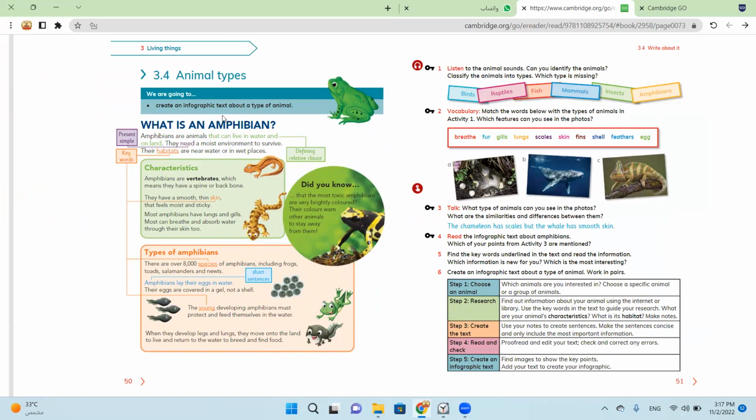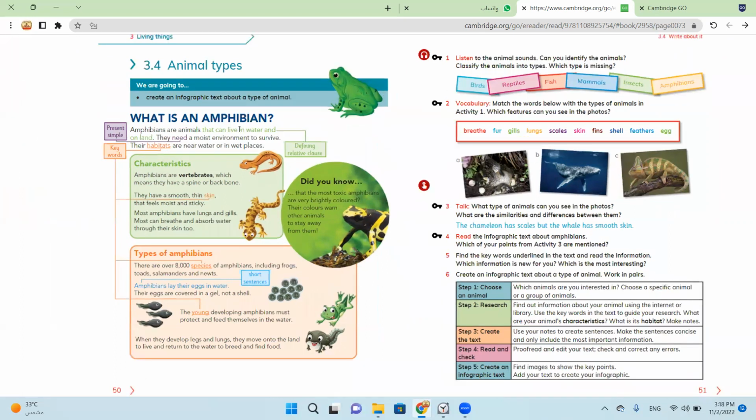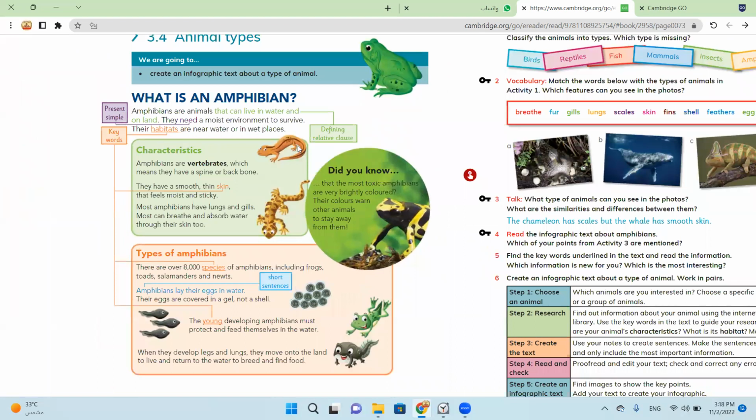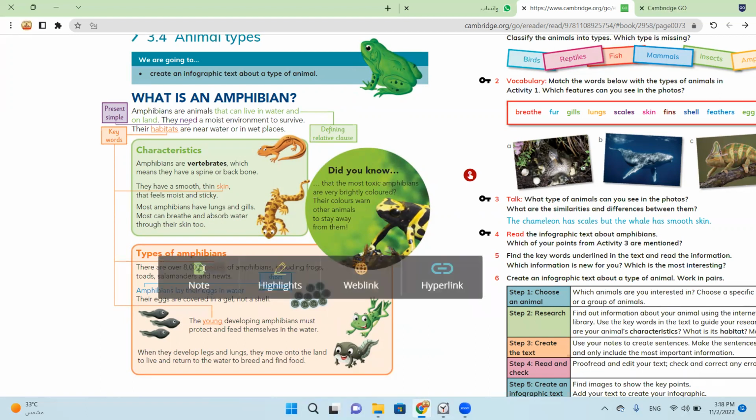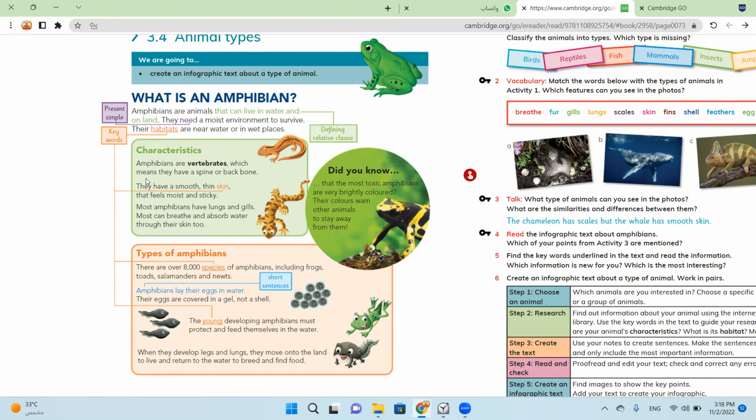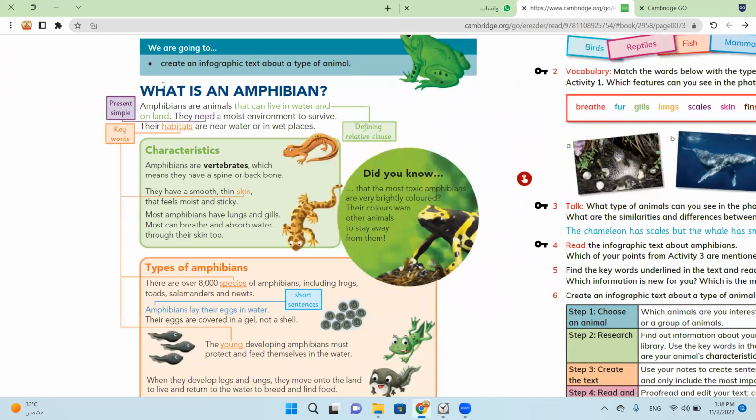Animal types. In this lesson, we will take a text about a type of animal. And this type of animal, as you can see from the pictures, is amphibians. There are many types of amphibians, like the frog, the lizards, salamanders, and there are many species of these amphibians. All right, so we should start and read the text together.